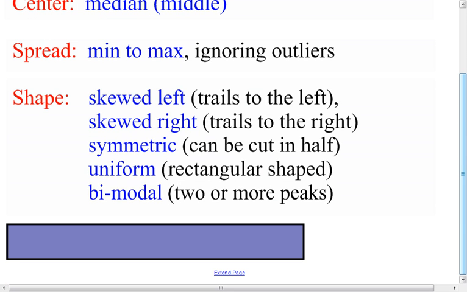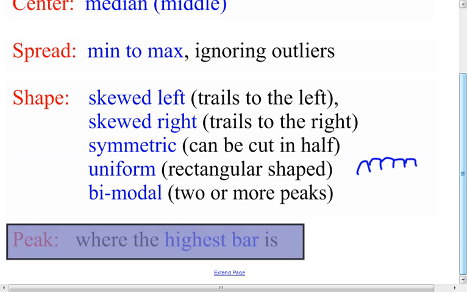And then the shape, there's some basic kinds of shape. Skewed left, skewed right. Skewed left means it's stacked to the right but trails off to the left. Skewed right would mean it trails off to the right. Symmetric is something where both halves are the same. Uniform is kind of a rectangular shape that would look something like this. And then bimodal is where there's two or more peaks, and we'll see some examples of these. And sometimes graphs can be more than one type. They can be both uniform and symmetric, or both bimodal and symmetric. So sometimes that does happen.